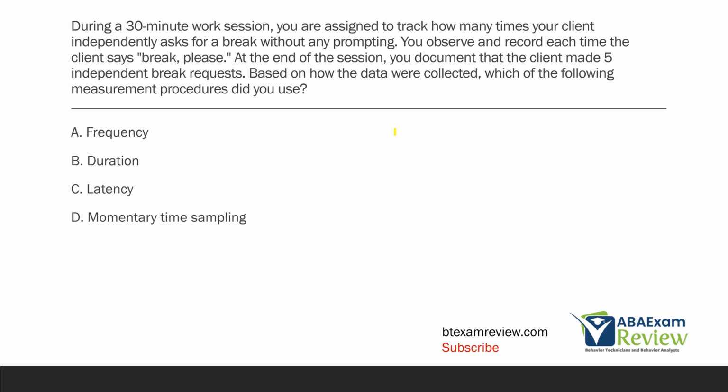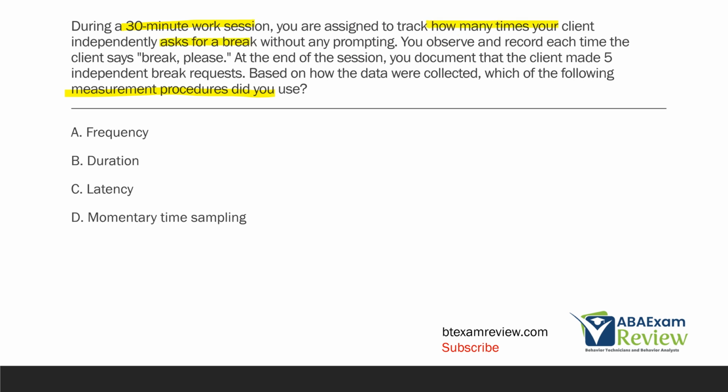Easy question. It's a long question, but it doesn't make it difficult. So don't see a long question on the exam and start to preemptively panic, because this is a very easy question. It's just asking you, what type of measurement did you use? You had a 30-minute work session. You wanted to know how many times your client asked for break.